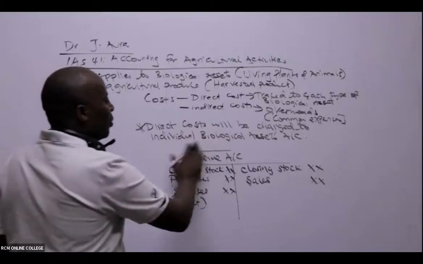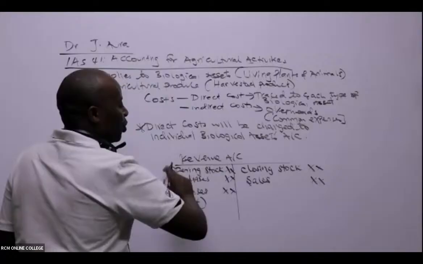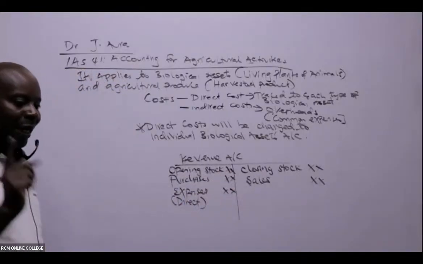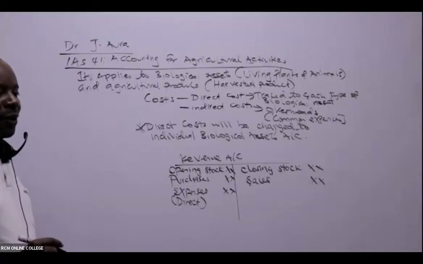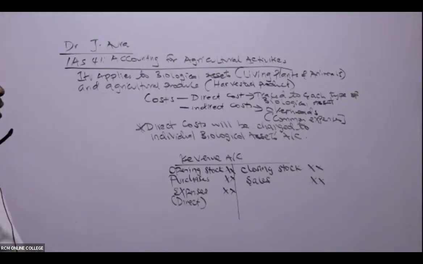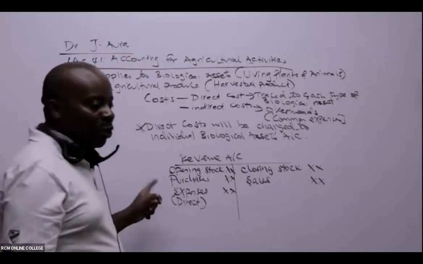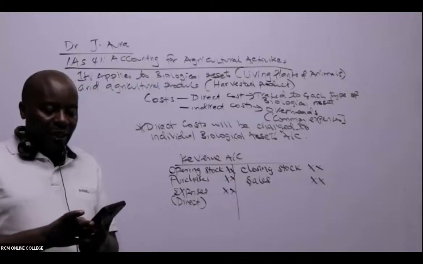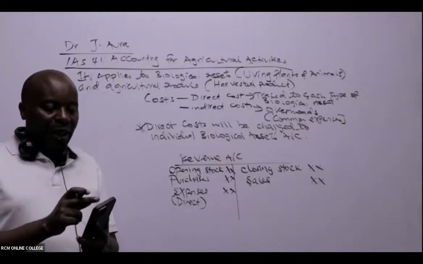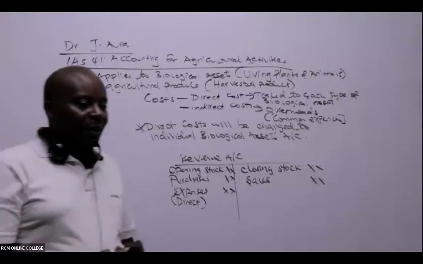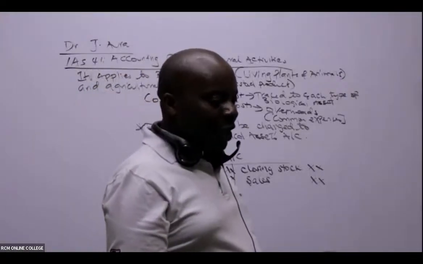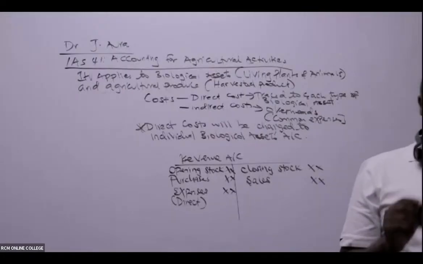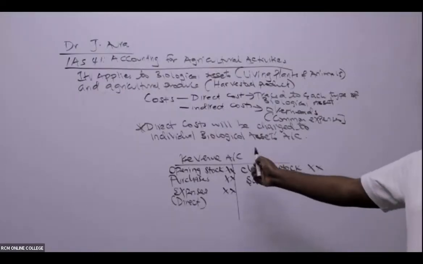So remember, this is our usual T account, the revenue account for our biological assets. So I would want to see, ladies and gentlemen, whether we are together. Have you guys been able to write this up to here? Let me get some confirmations there. The most important thing, ladies and gentlemen, is for us to appreciate that whenever you see direct expenditure, it shall be charged to the revenue account.